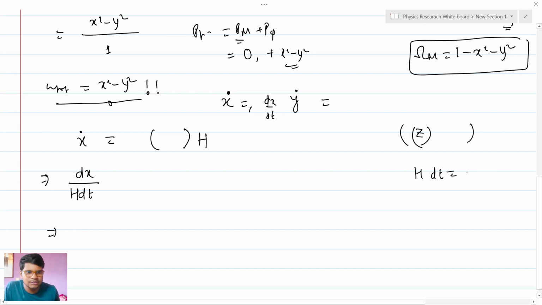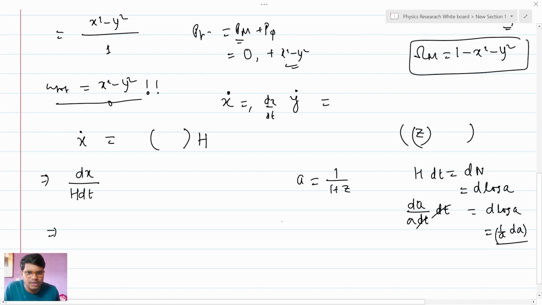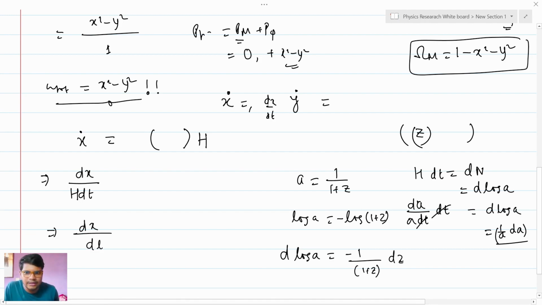What is H dt? H dt is basically dN, which is basically d of log a. Correct? Why? I can write dH is equal to a dot over a dt, and the dt cancels, so I can write dA over a, basically d log a, because d log a is equal to 1 by a and dA, right? Now I already have a is equal to 1 over 1 plus z. So consider that log of a is equal to log of 1 plus z with a minus sign. So I can say that d log a is equal to minus 1 by 1 plus z and dz. Correct.